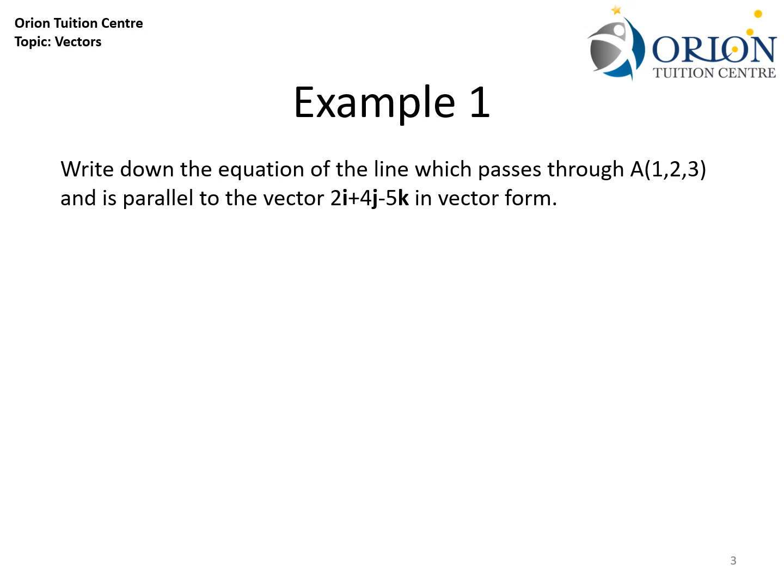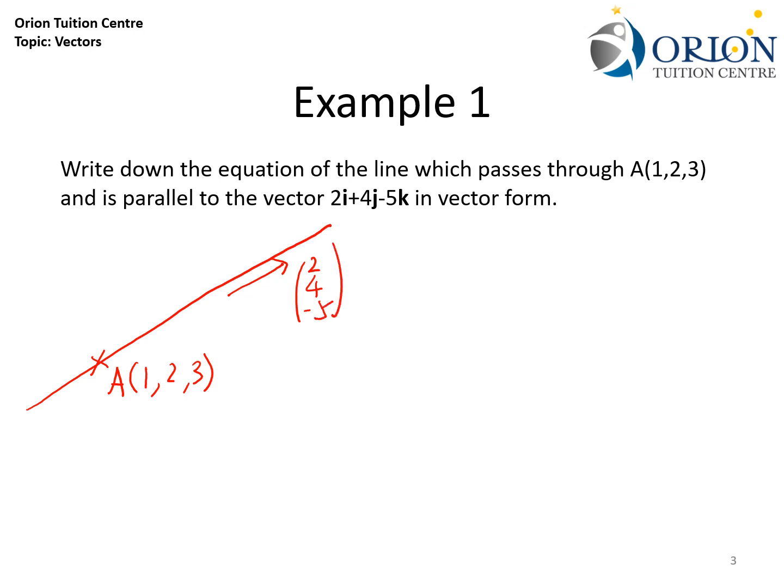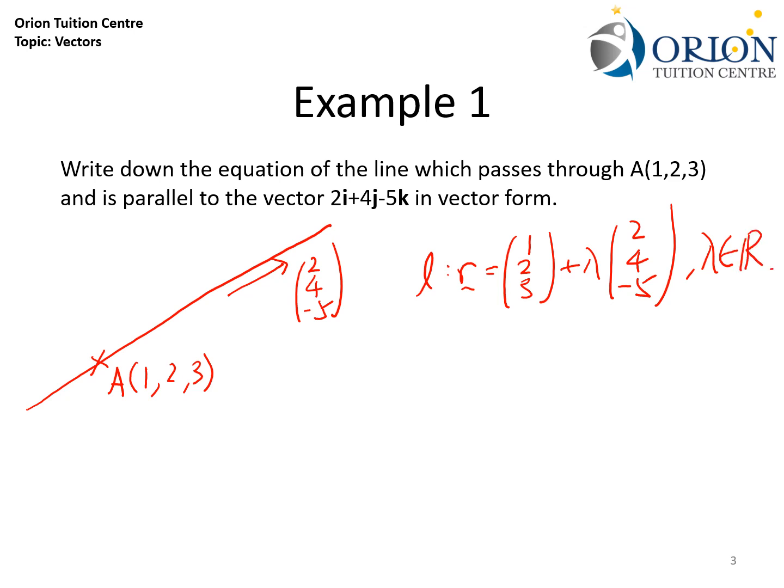In example 1, we are asked to write down the equation of the line that passes through point A. So I have a line that passes through a certain point A with coordinates 1, 2, 3, and it is parallel to the vector 2, 4, minus 5. Therefore, the equation of this line can be written as r equals 1, 2, 3 plus lambda times 2, 4, minus 5. And of course, we must always specify that lambda is a real number.